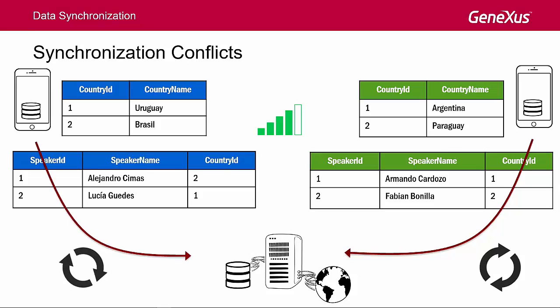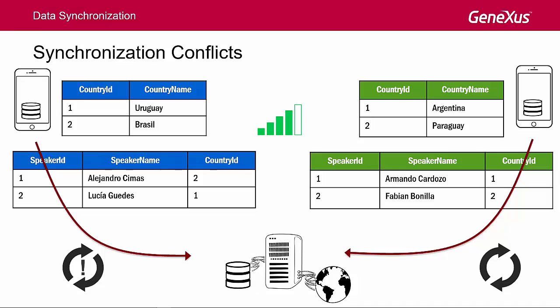When the second device tries to synchronize, a conflict occurs because the country key stored in the server is repeated. Since auto-numbered keys are used, GeneXus solves the conflict in the server itself. This information is then returned to the device to have it make the same change locally in order to be consistent with the data on the server.